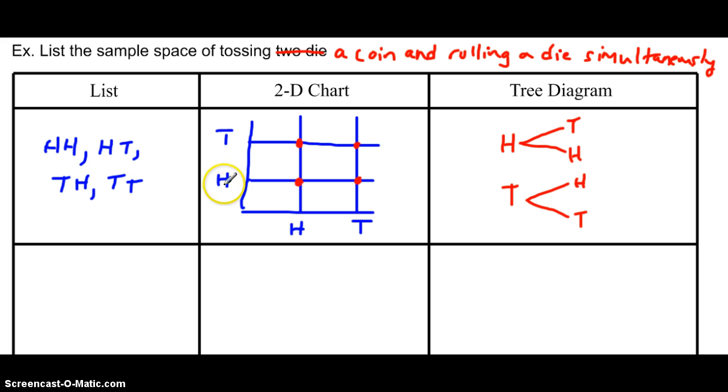Alright, for the second example, I want you to go ahead and change this a little bit because this will make it really long. And I just want you to try to list your sample space of tossing a coin and rolling a die simultaneously. So I want you to do all the list, the 2D chart, and the tree diagram, and then bring it back. So this time, instead of 2 dice, which would be kind of big, I want you to think about just a coin and rolling a die simultaneously.